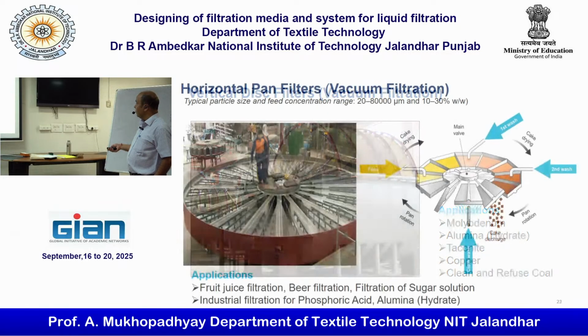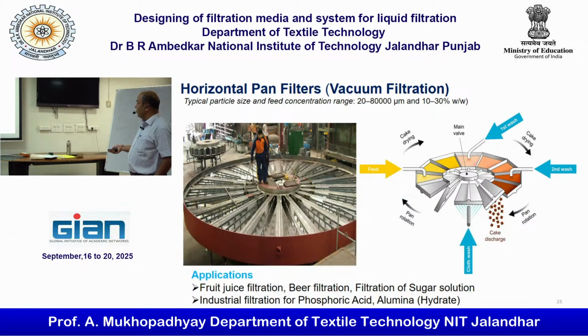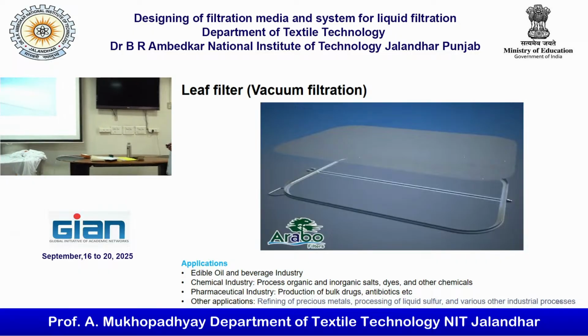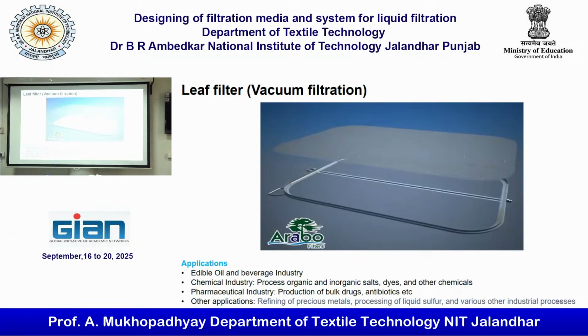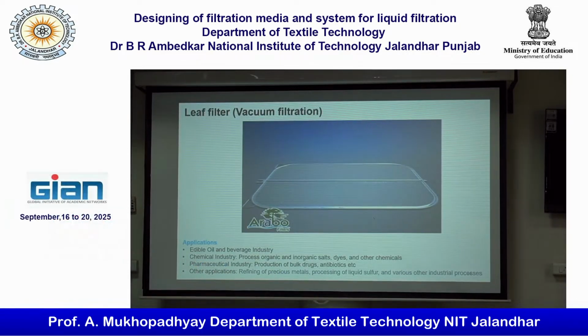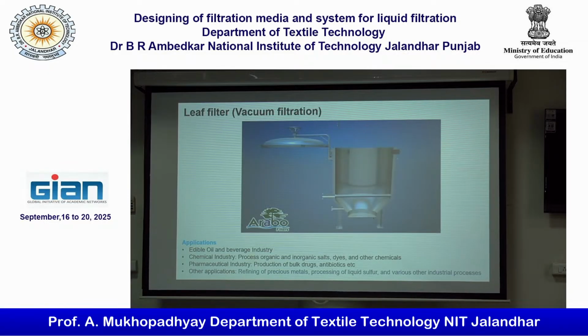Now this is the leaf filter. We will see that it is also vacuum filtration. You can see how the leaf filter is available in both forms. It is possible in vacuum and also in pressure form. Both forms are possible. So it can be used in edible oil and beverage industries.